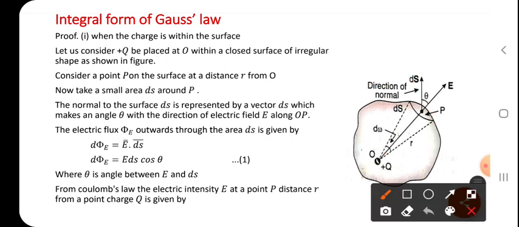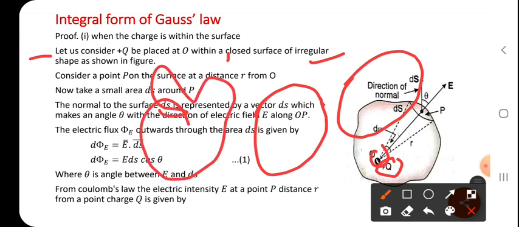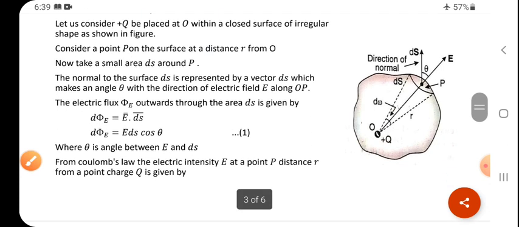Now let us consider plus q be the charge, placed at point O. So plus q charge is placed at point O within a closed surface of irregular shape as shown in the figure. The shape is not important, but it must be a closed surface. Closed means it cannot be open like this, okay. Whatever shape it is, any shape is allowed, but it must be a closed surface.